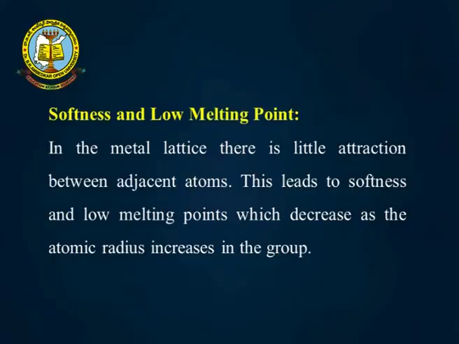Next, softness and low melting point. Generally, you can observe the weak bonding between the electrons. That is why the group 1 metals are very soft in nature. This softness is due to the weak bonding interactions between the electrons.